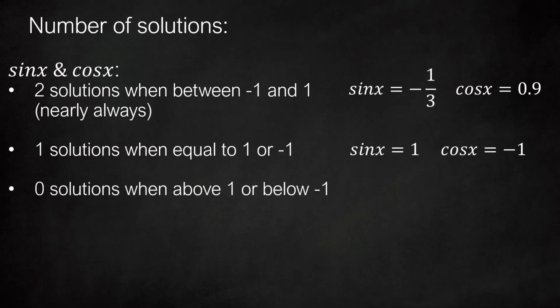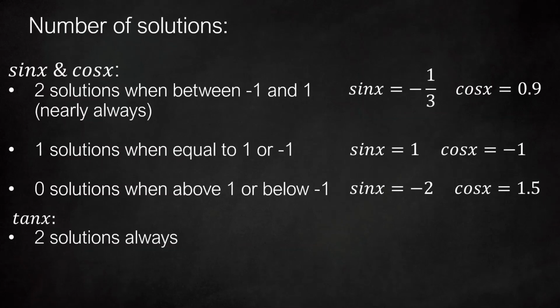And there's zero solutions otherwise, so when it's above 1 or below minus 1, there's no solutions, like these guys here. I've never seen any past paper questions come up where there's not two solutions, but you should know that there's other possibilities. And for tan, there's always two solutions because tan shoots up to infinity in both directions, so all numbers are possible, like a half or minus 5.